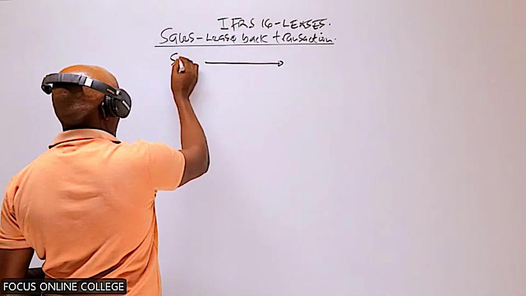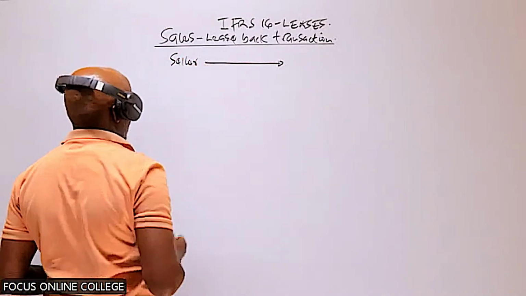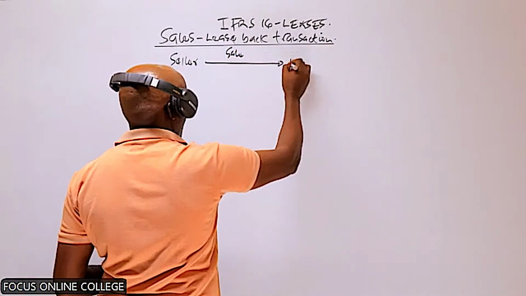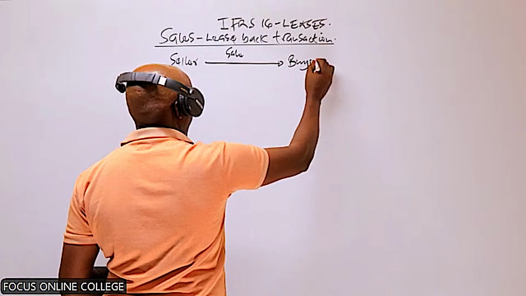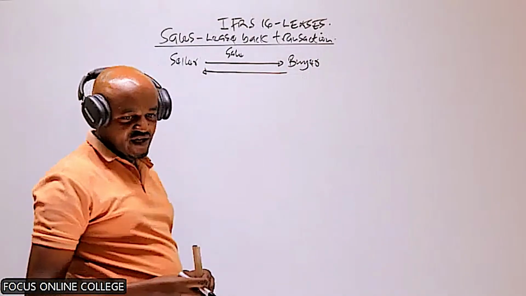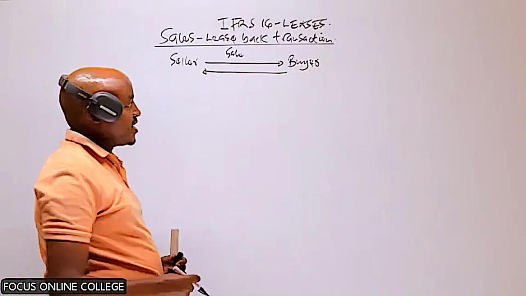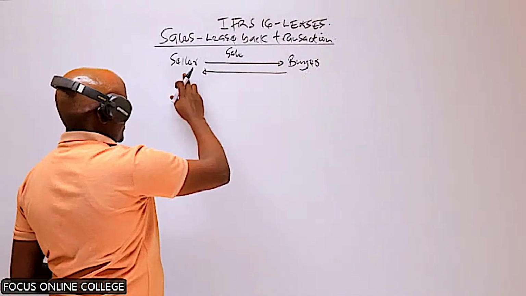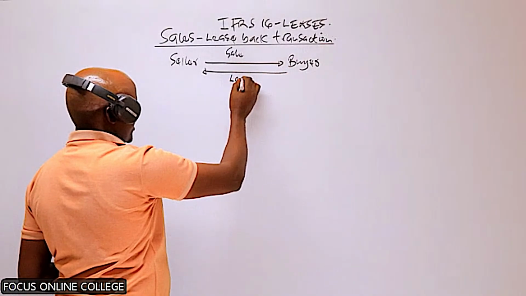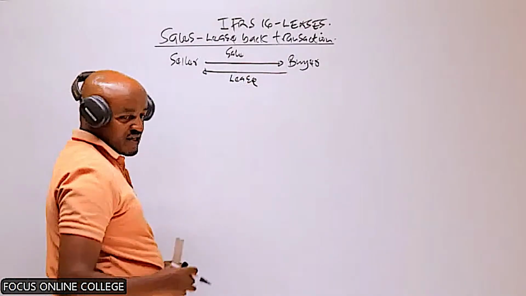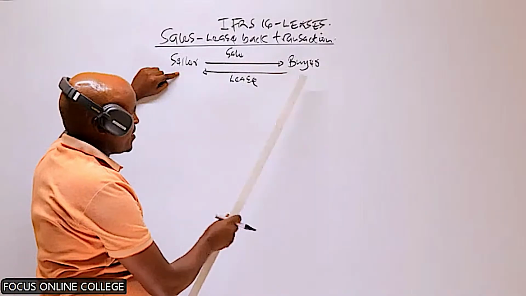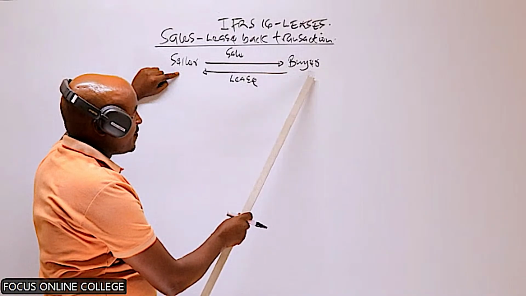The company which sells the asset is called the seller. This asset will be sold to another company, which is called the buyer. Immediately, these two companies will enter into an agreement, a contract, that the buyer will lease back the asset to the seller. So once the asset is sold, it will be leased back to the seller. The company selling the asset is called the seller, and the company buying the asset is called the buyer.